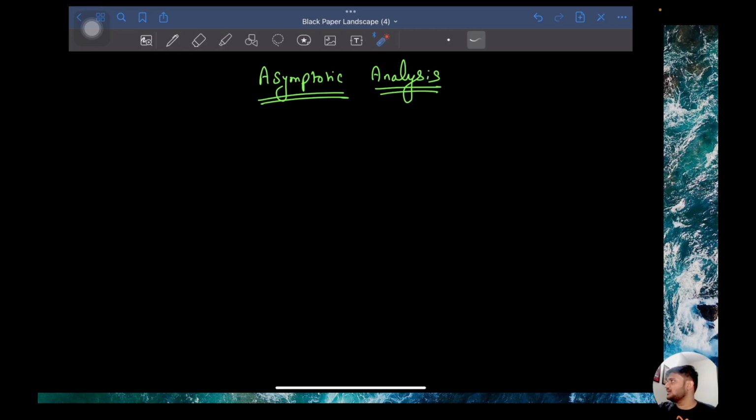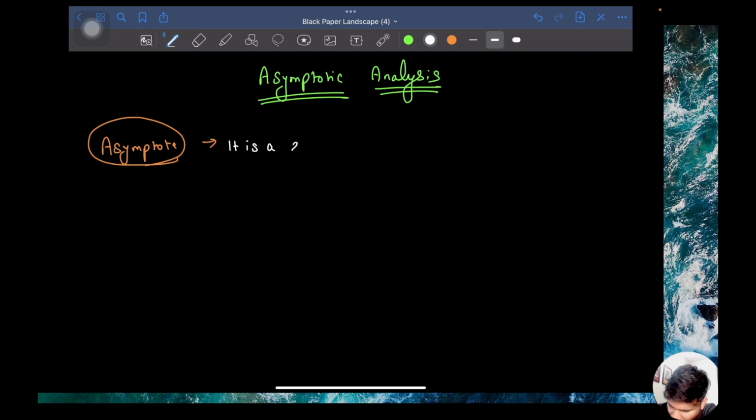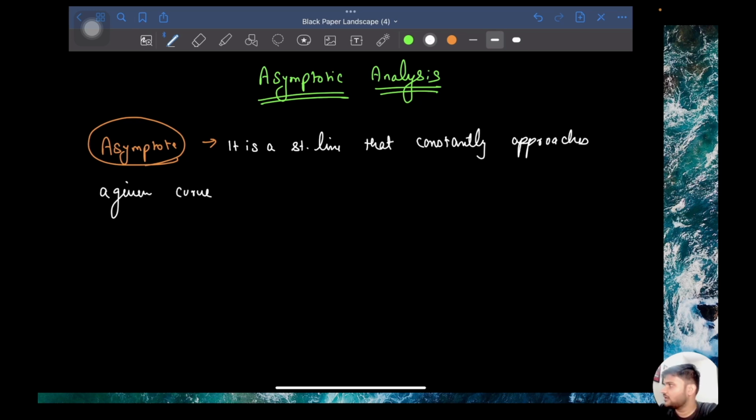This word asymptotic analysis actually comes from the word asymptote, although it's not very much related to the overall asymptotic analysis theory. But what is an asymptote? It is a straight line that constantly approaches a given curve, right? But doesn't meet it at any infinite distance, right?